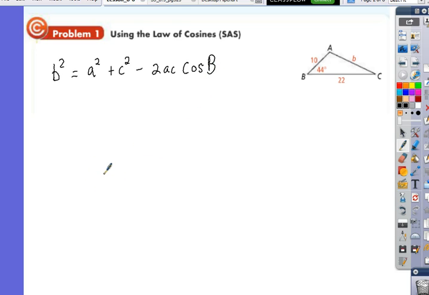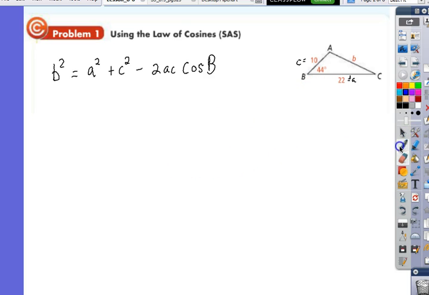So now I have to figure out where A and C are. Well, A is the length that's opposite angle A, and C is the length that's opposite angle C. So basically in this problem, A is 22, C is 10, and angle B is 44. And that lets me fill in all the variables on the right side. Here's angle A. The side opposite angle A will be little a, and it's marked 22. Does that make sense?